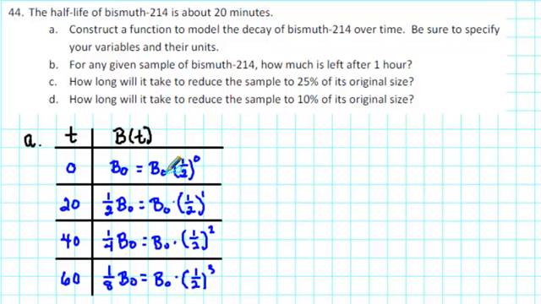And now that we've written each quantity as a power of 1/2 times B sub 0, we just have to come up with a relationship between T and the part that's changing, which is the exponent. So how do we connect 0 to 0, 20 to 1, 40 to 2, and 60 to 3? Well, we might notice that 20 divided by 20 is 1, 40 divided by 20 is 2, 60 divided by 20 is 3, and even 0 divided by 20 is 0. So what we need to do is take the value of T and divide it by 20 in order to get the exponent. So that allows us to write our function.